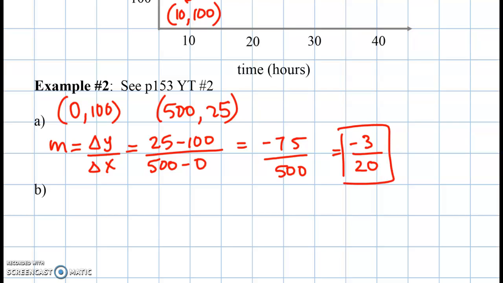So if you look at the graph in part B, you're asked to interpret this answer. What does this rate of change mean? For every 20 meters, this is the change in the x's, she slows down, or there's 3 kilometers per hour less. She slows down 3 kilometers an hour. You can see that in the graph in part B as well.